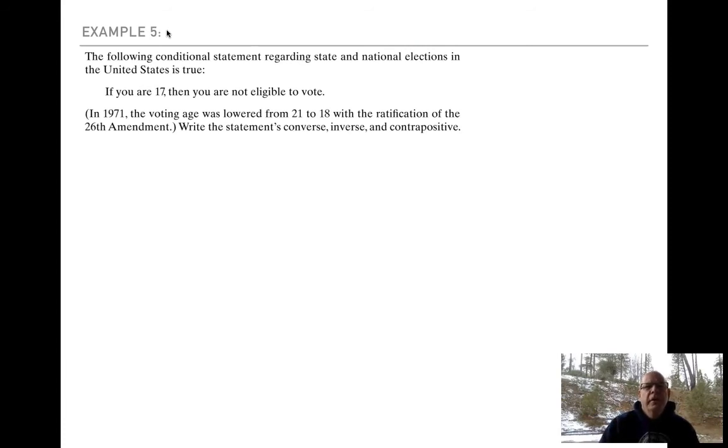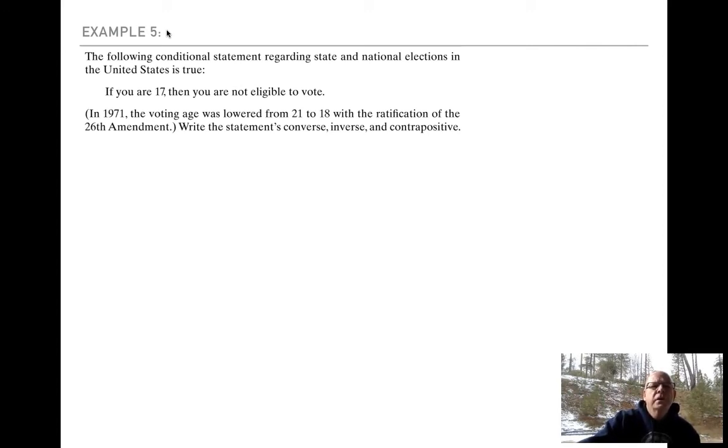Another example, example 5. The following conditional statement regarding state and national elections in the United States is true. If you are 17, then you are not eligible to vote. Okay, this comes from 1971 when the voting age was lowered from 21 to 18 with the ratification of the 26th Amendment. Okay, the question is, write the statement's converse, inverse, and contrapositive. I believe this was kind of an outcome of the Vietnam War, that if you're 18, you could go fight and serve your country, but you couldn't vote. It didn't make a lot of sense, and so that got changed in 1971.